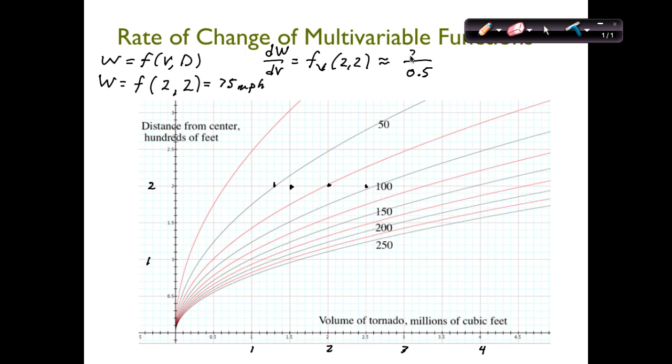So 20 gives me a rate of change of 40, and then what would that be? Units. Millions cubic feet, right? Nope. Miles per hour? Miles per hour per million cubic feet, right?